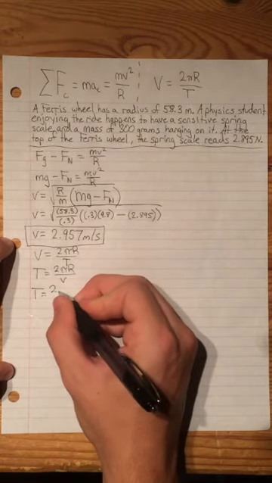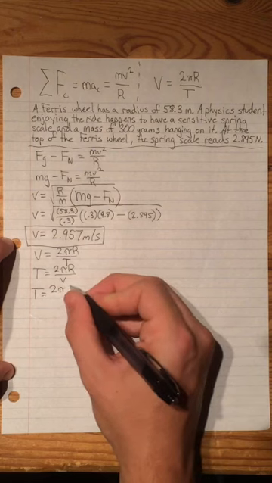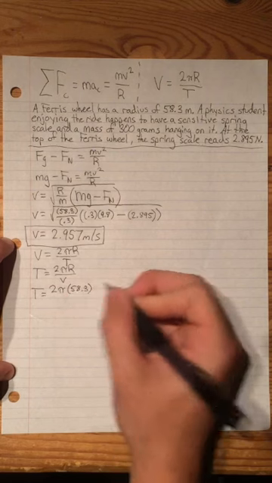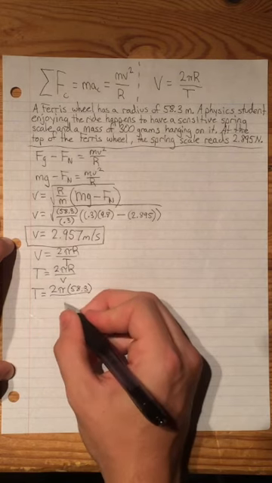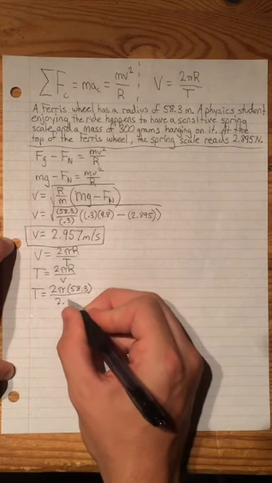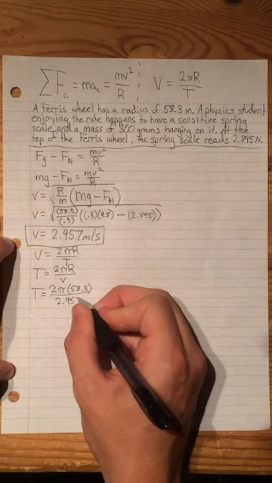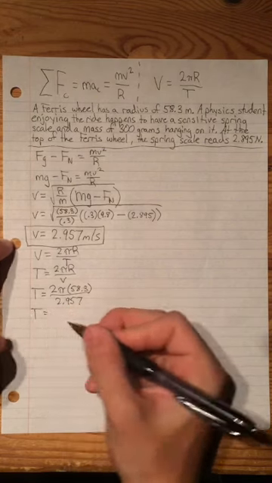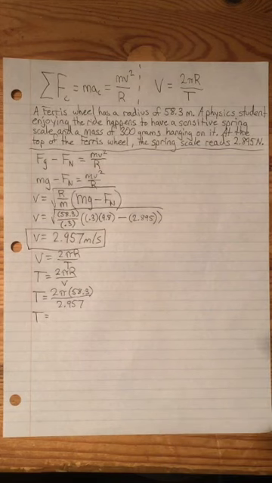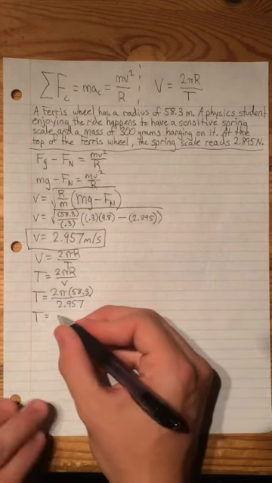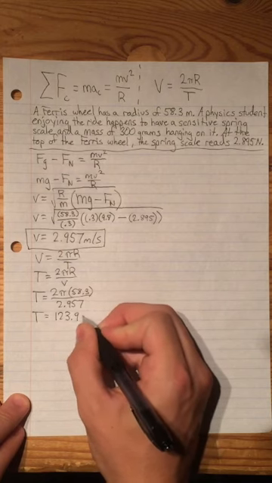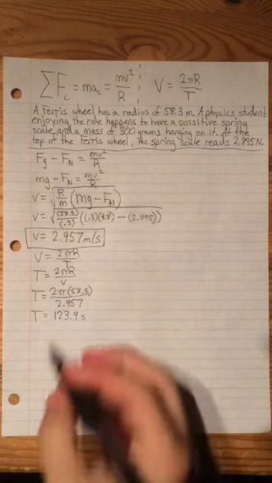So here we already have the information we need. R is 58.3, which is the radius of the Ferris wheel. And v we just found, which is 2.957 meters per second. And if you were to calculate that out, that would come out to 123.9 seconds as your period.